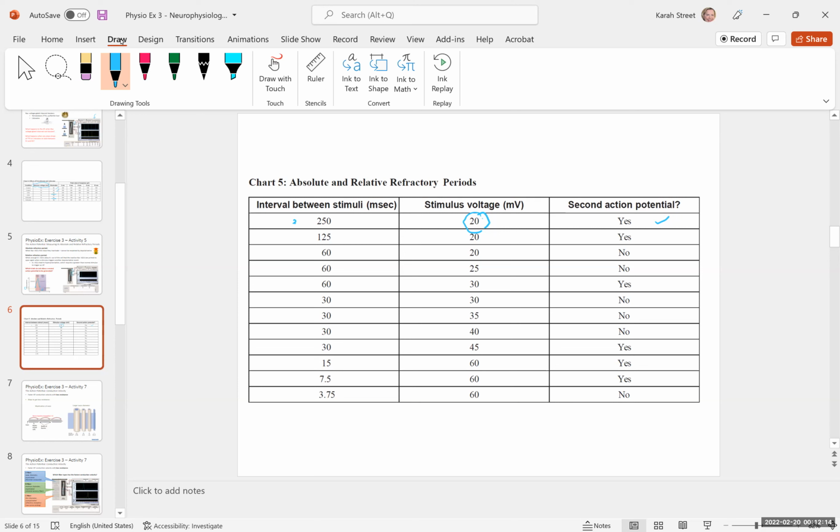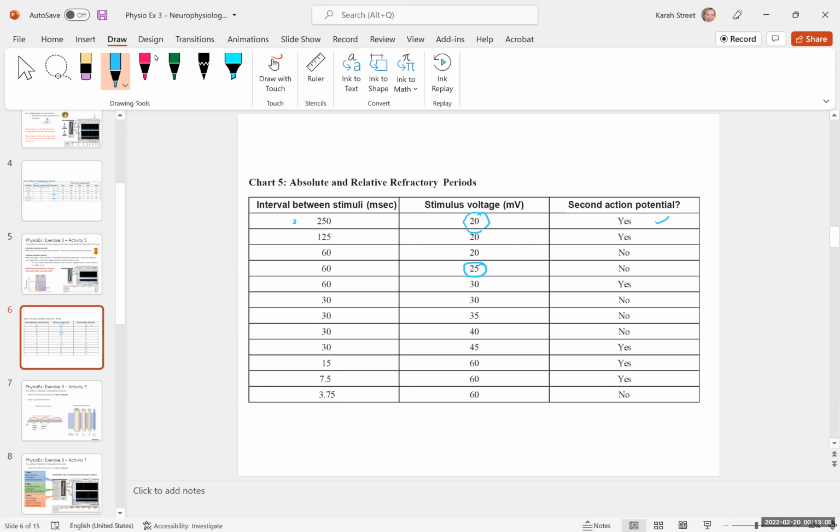But then we cut the time in half roughly again, and we kept our minimum voltage of 20. And this led to no second action potential at recording electrode number one. It spiked an action potential initially, but when the second stimulus came, that recording electrode was not able to detect a second action potential, which begged the question, was the neuron in absolute refractory period or relative? If relative, then we just need to increase the voltage. So we increased the voltage to 25. Was that voltage enough to detect a second action potential? And the answer was no.